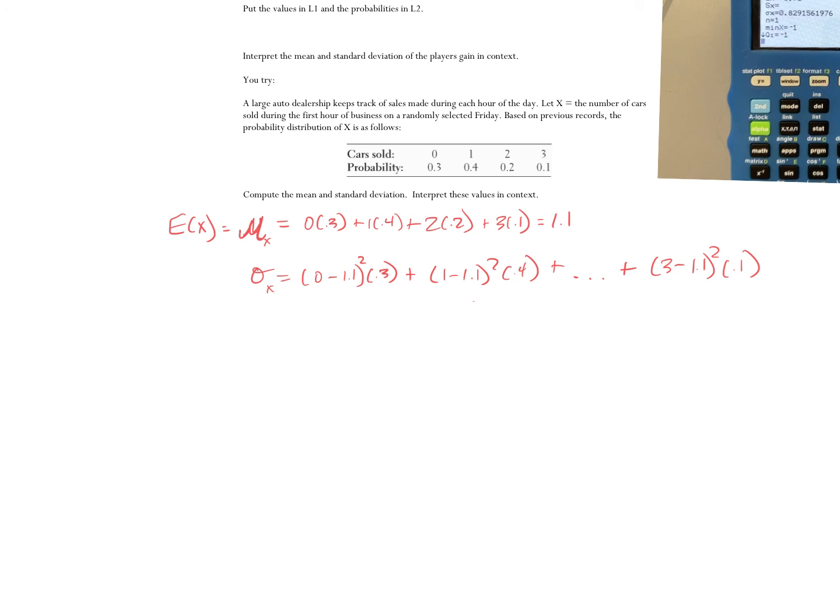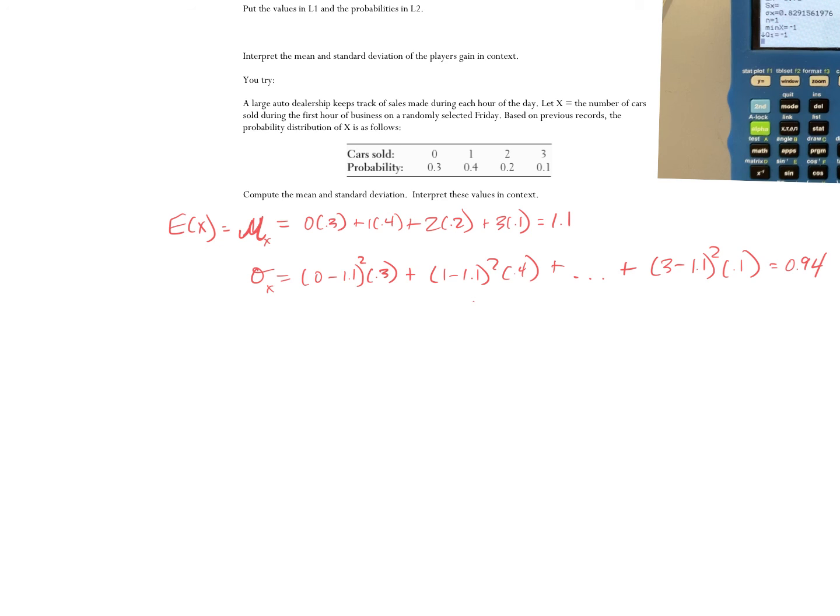Okay, so when I put these in, one, two, three. Guys, I got the standard deviation to be 0.94. And I just got it from doing that one variable stats again.